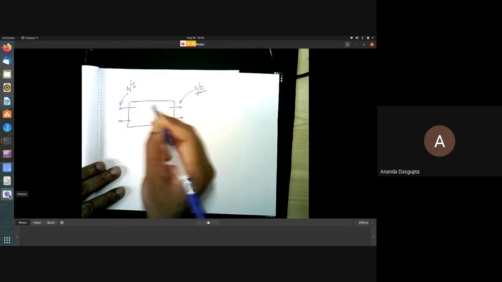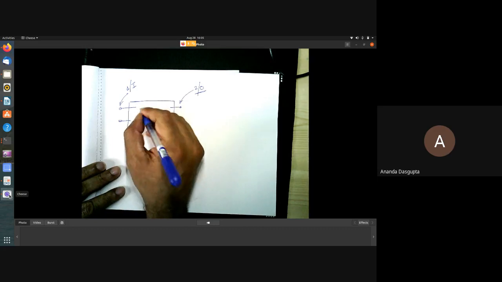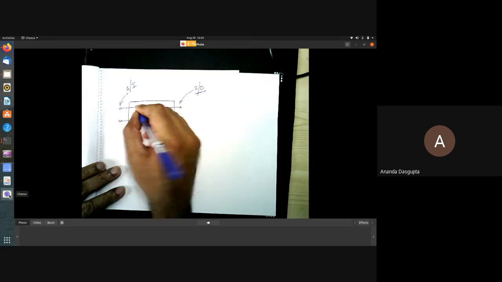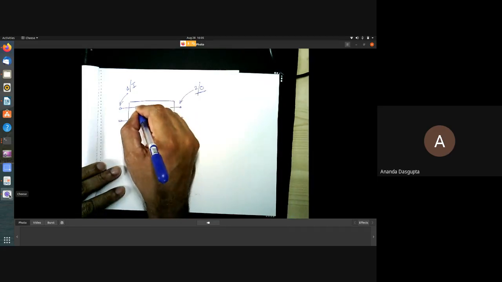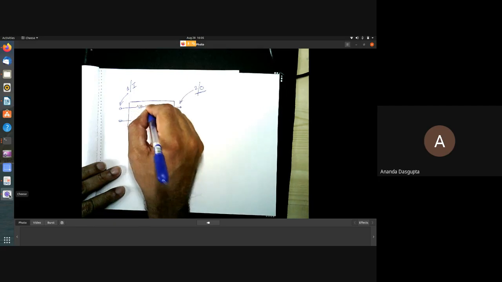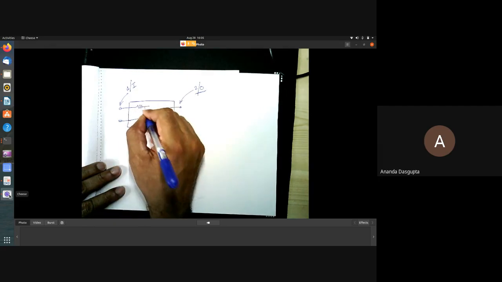You can replace this with an effective circuit, which essentially follows from this Taylor series. And you can replace this with something which looks like this.